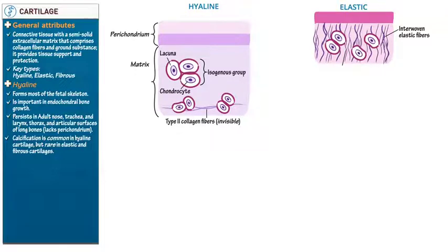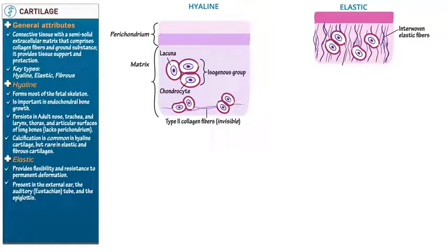Denote that elastic cartilage provides flexibility and resistance to permanent deformation. Bend and release your ear. Feel it pop back into place. Elastic cartilage provides this resistance to deformation. Denote that elastic cartilage is present in the external ear, the auditory or eustachian tube, and the epiglottis.